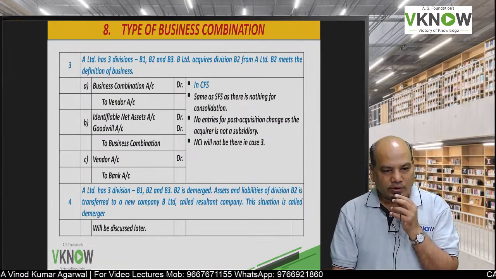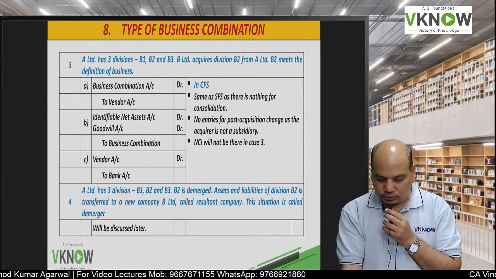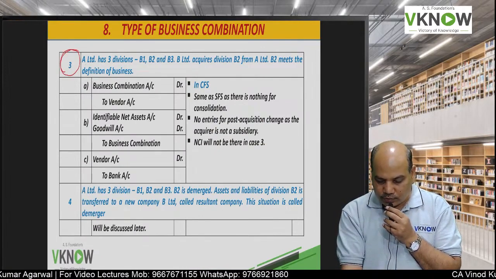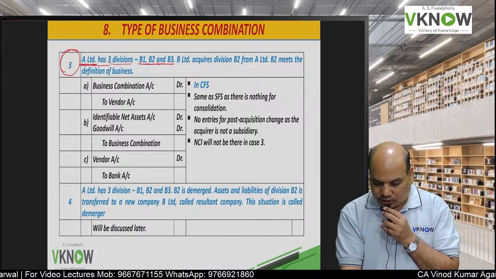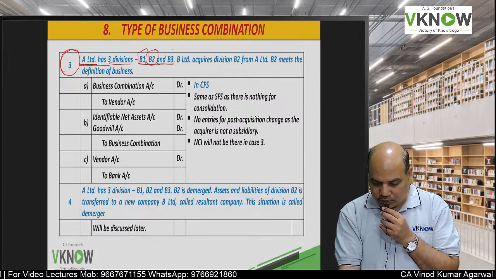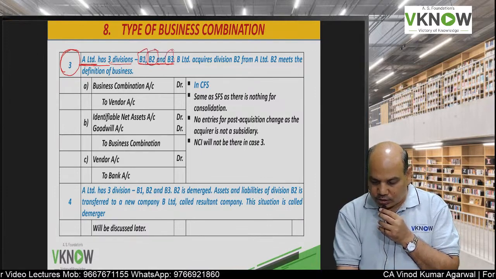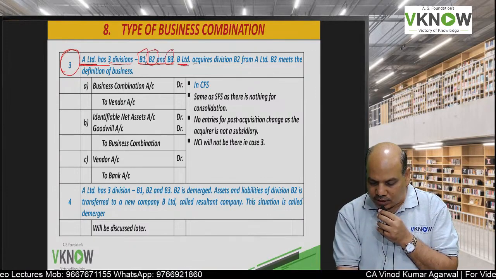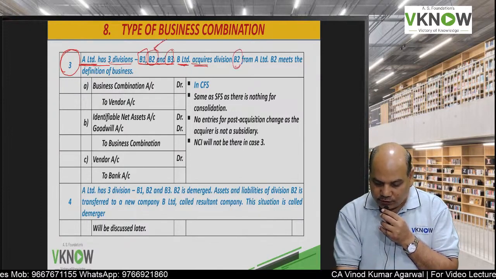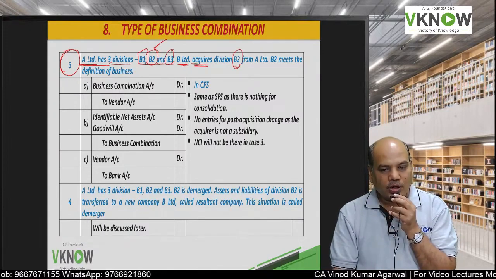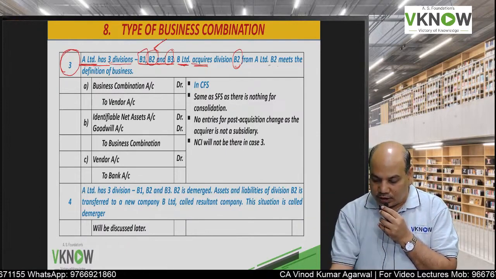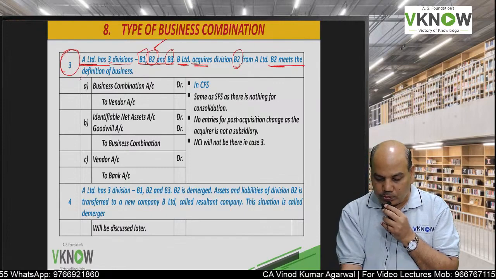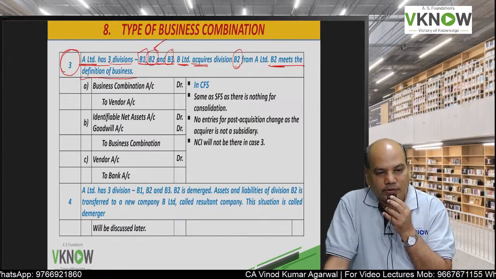Now we'll come to case number 3. This is also important. Suppose a company A has 3 divisions, B1, B2, B3. Then another company B Limited acquires division B2. Only a division is acquired. The whole company is not acquired, but a division is acquired. And that division B2 meets the definition of a business.